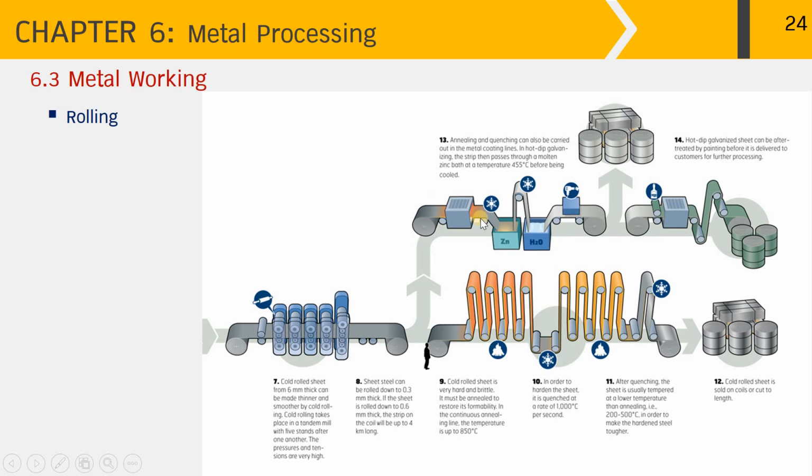In hot dip galvanizing, the strip then passes through a molten zinc bath at a temperature of around 455 Celsius before being cooled down in water like this, and then finally coiled to produce the steel sheet that has been hot dipped galvanized, as you can see over here. And for customer choice, hot dip galvanized steel sheet can be after-treated by painting, by going through this operation before it is delivered to the customer for further processing.